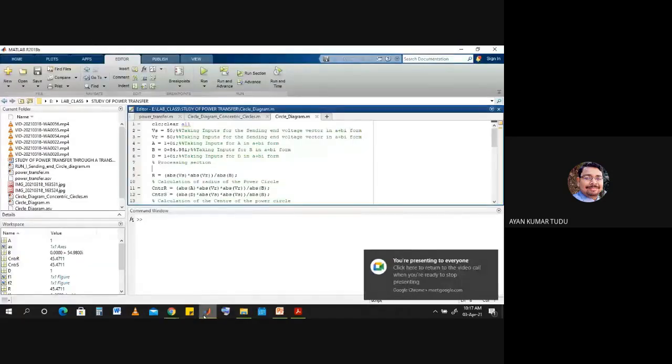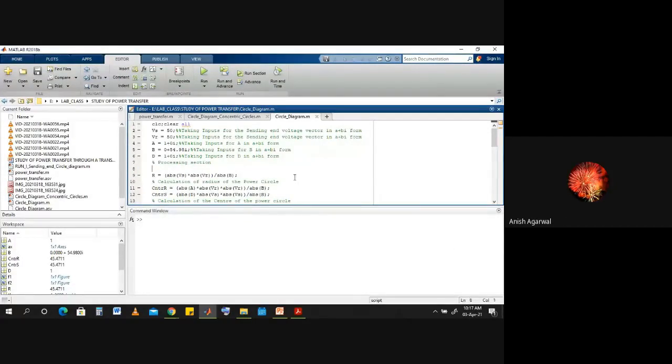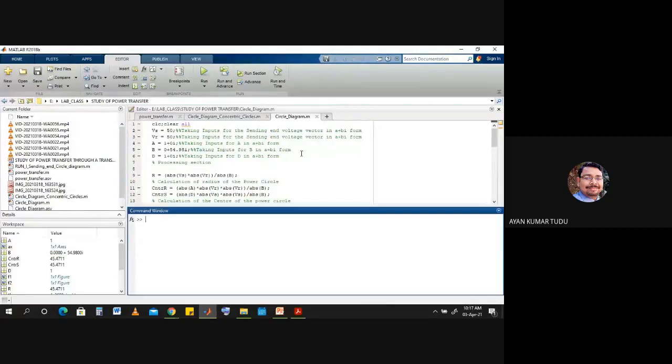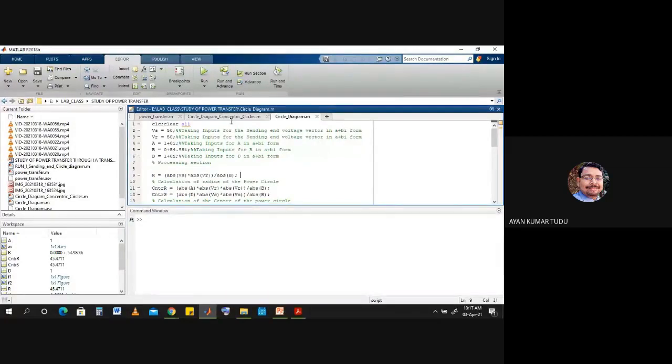The MATLAB is showing, but in the output window we cannot see any output. The output is not working actually. The MATLAB has become very slow. Actually, my laptop has become very slow. That's why it is not showing. It is running. Sometimes what happens, God knows.